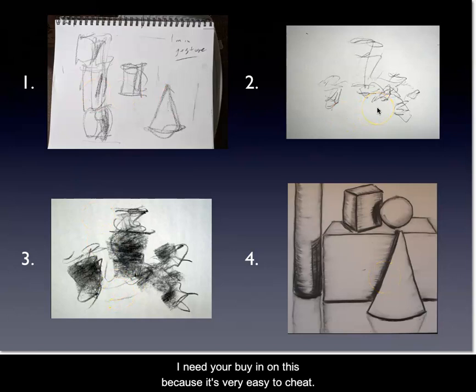I need your buy-in on this because it's very easy to cheat. This is not about how I'm grading these, it's whether or not you can do them. I can't be there in the room with you to make sure that you're doing them correctly. Well, you know what correct means. Follow my directions. It's going to appear alien. It is very difficult, but it's training your mind in a non-verbal way to start to see and interpret what you see onto a two-dimensional surface.